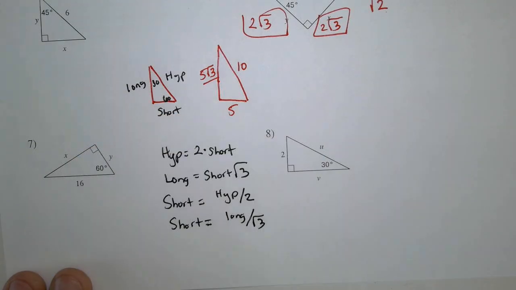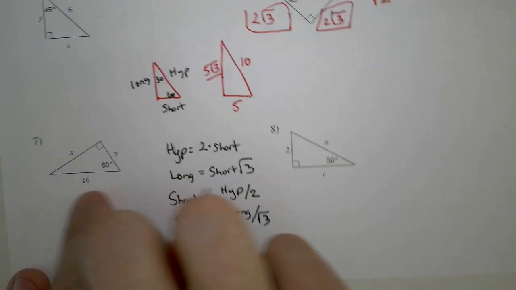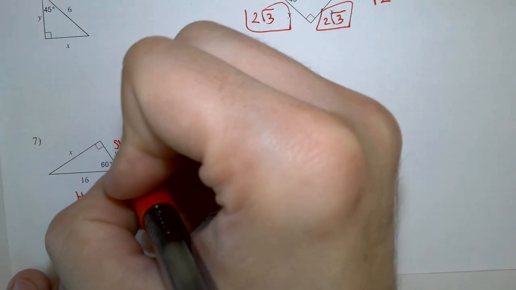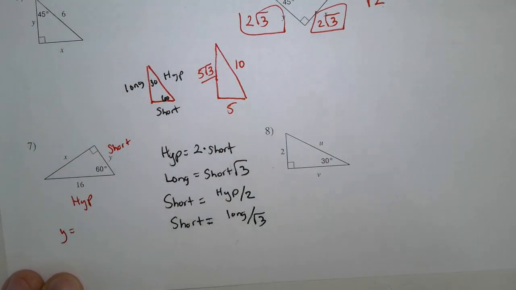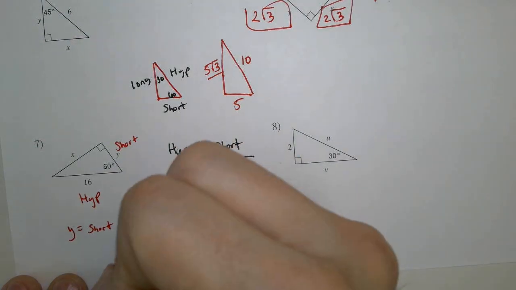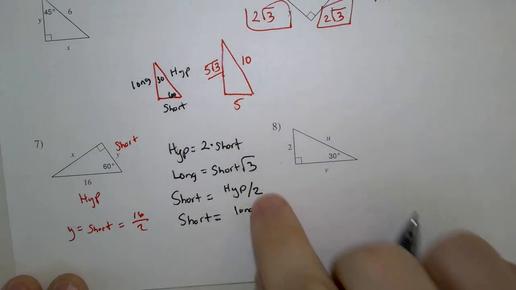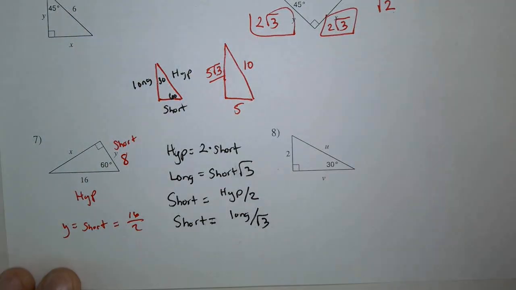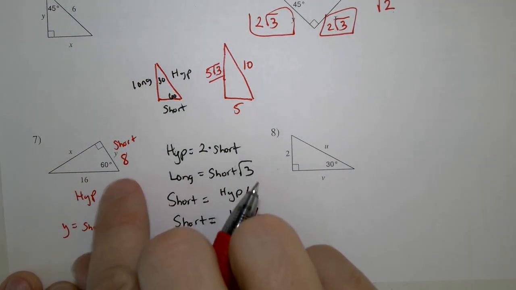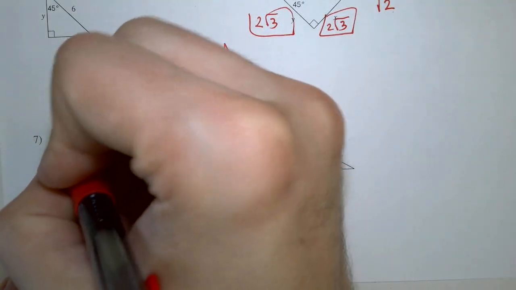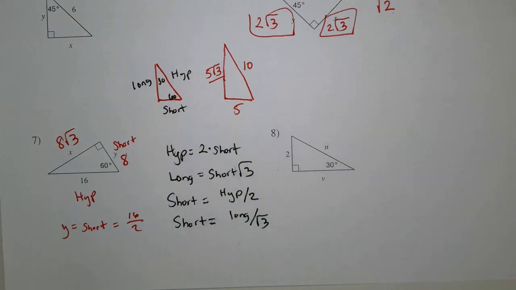So here, number one priority is find the short side. If we have 16, 16 is the hypotenuse, and I need to find the short side, that means that y, which is the short side, is going to equal the hypotenuse divided by 2. So that's going to equal 8. How do you go from the short side to the long side? You take your short and multiply by the square root of 3, so you just write 8 square root of 3. Done. Number 8.